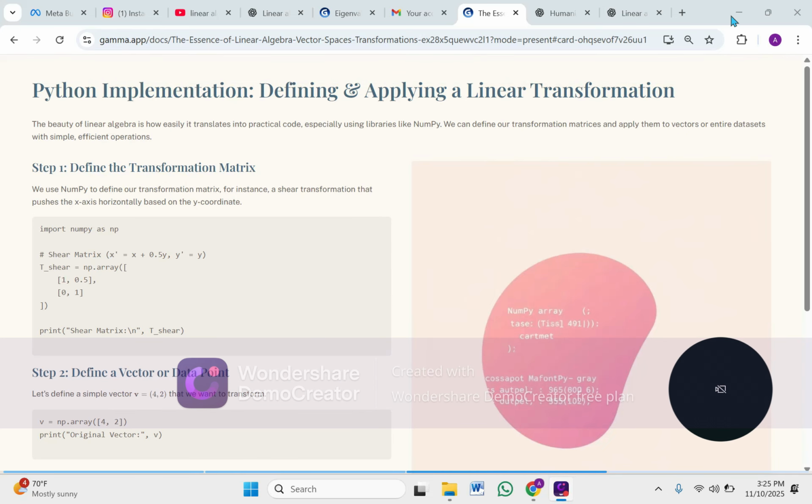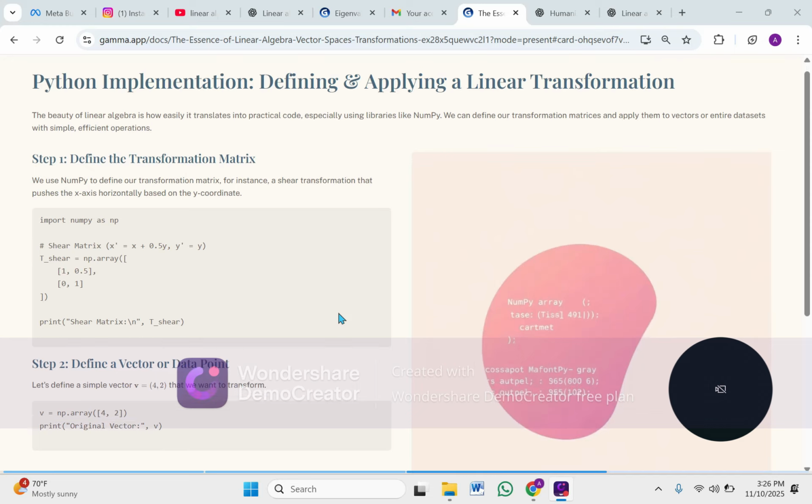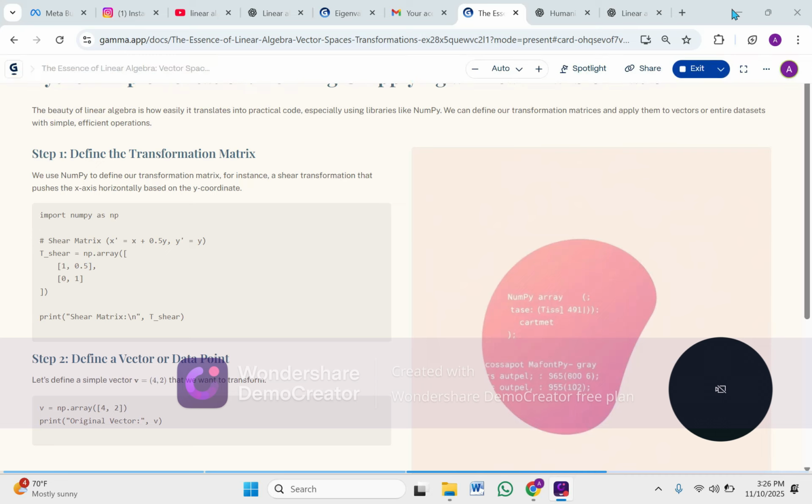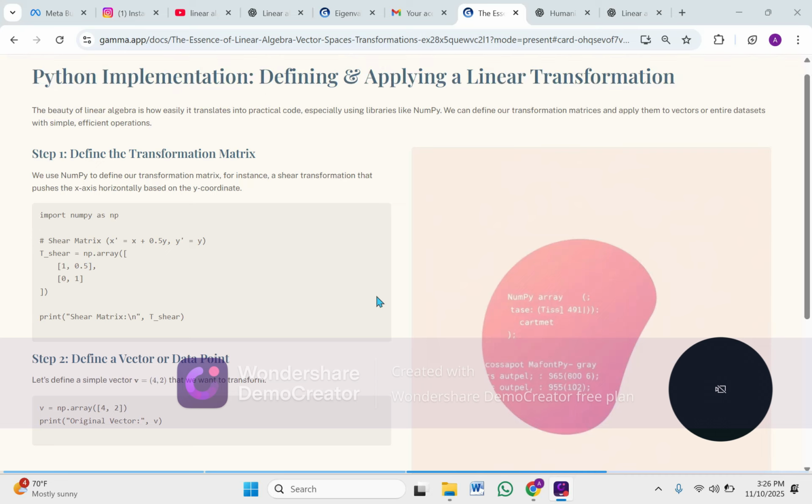Here we have step 1. Define the transformation matrix. For this, we use NumPy to define our transformation matrix. For instance, a shear transformation that pushes the x-axis horizontally based on the y. Again, we have step 2. Define a vector or data point. For this, we have to define a simple vector which we want to transform. For example, v equals 4 comma 2.